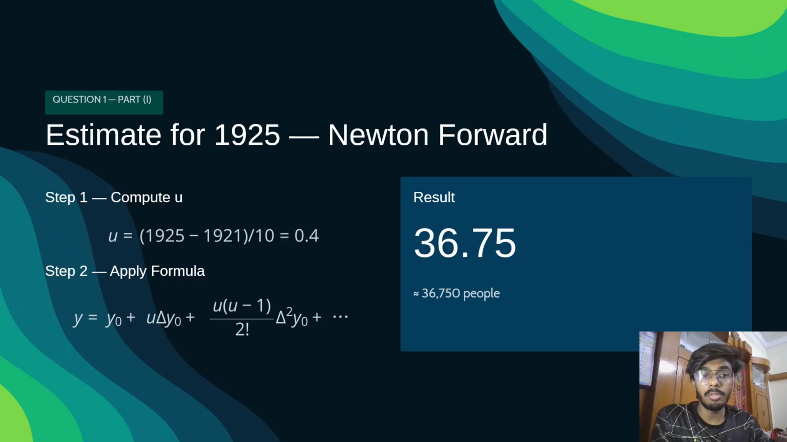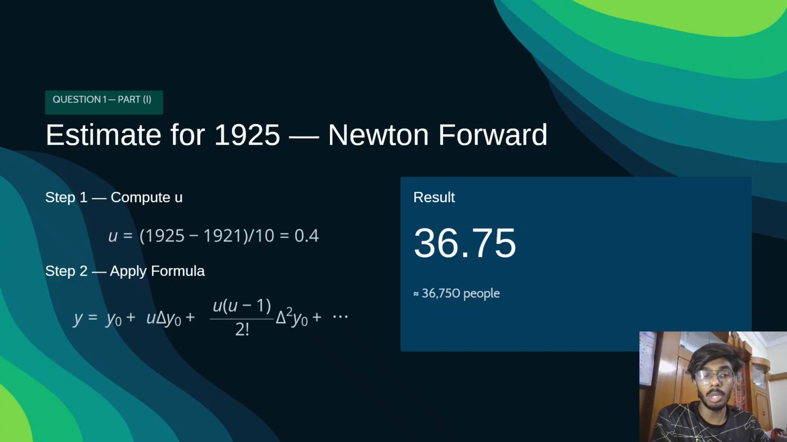Now we apply it to compute u. We have 1925 for the forward difference. We will use u equals 1925 minus 1921. 1921 is the base value we took from the forward difference table, and 10 is the difference between the years. So by computing this, we obtain the value of u equal to 0.4.